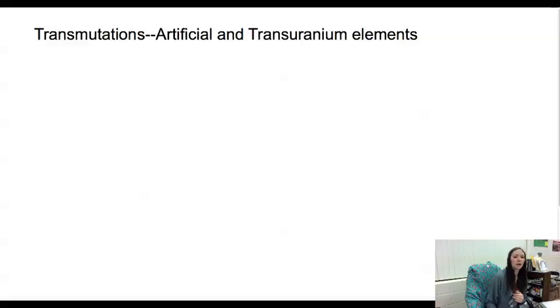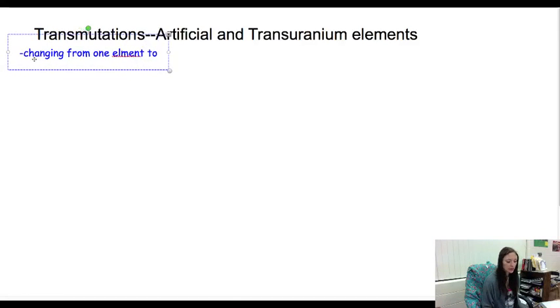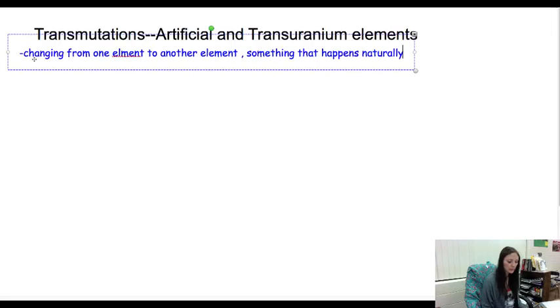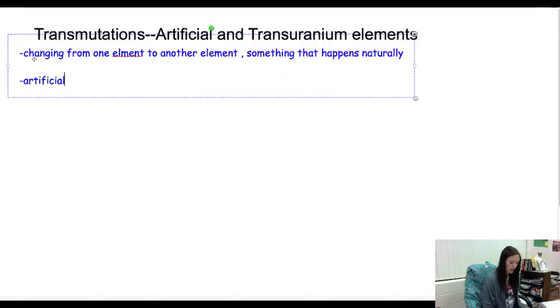Another part of radioactivity is what we call transmutations. Transmutations are things mutating, meaning that we're changing from one element to another element. And this is exactly what radioactive decay is. You're going from one type of element to a new type of element. This happens naturally, but you can do this artificially. Artificial transmutation means that you're going to bombard nuclei with charged and uncharged particles.